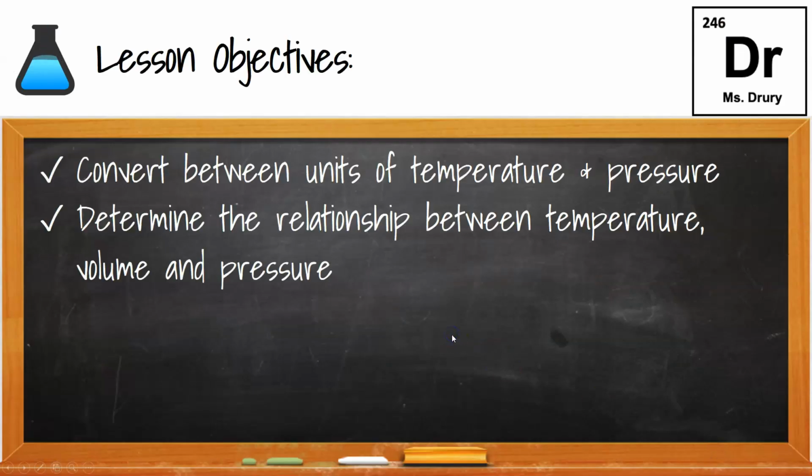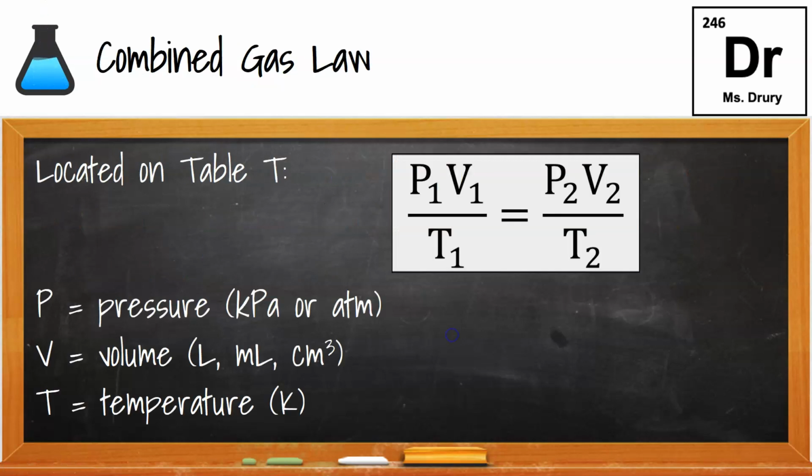We're going to talk about the combined gas law. You need to be able to convert between units of temperature and pressure to determine the relationship between all three: temperatures, pressures, and volumes, which you find on Table T.